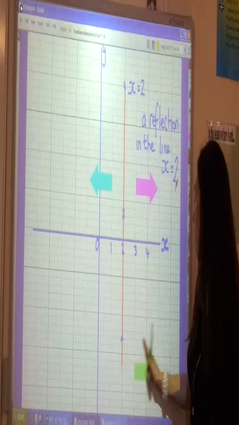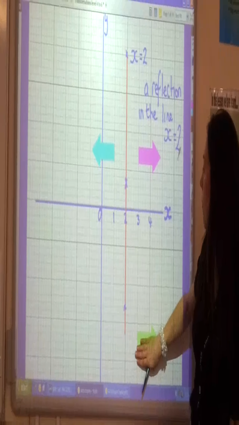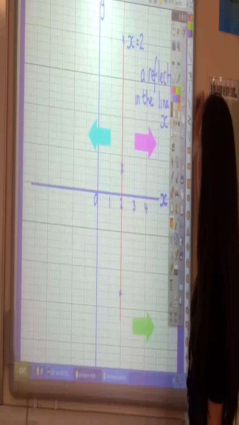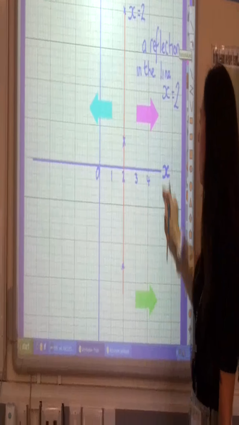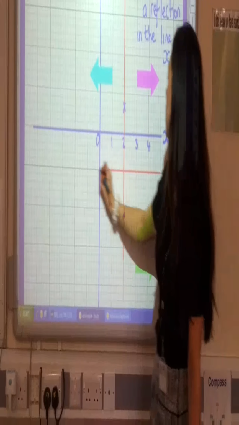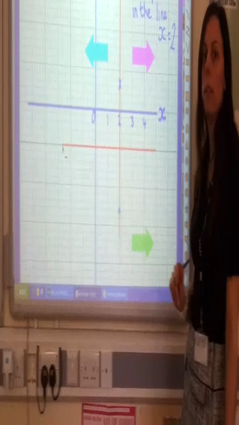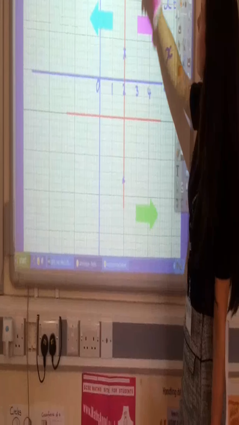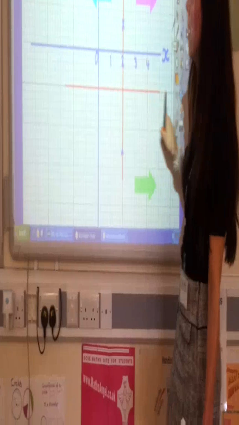Taking the green arrow then, we're going to do the same process. This time, it's been flipped downwards. So, thinking about the skills I learned at level 4, I know I have got a mirror line that goes in between these two. So that is the same distance above and below. Now, using the skills that I need at level 5, I need to name my line.